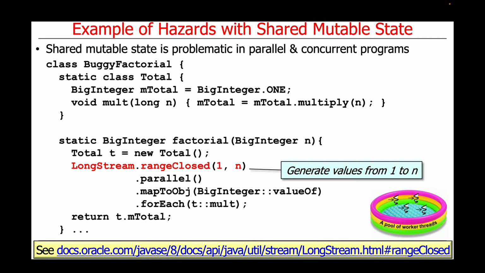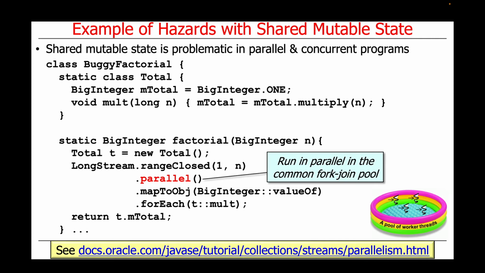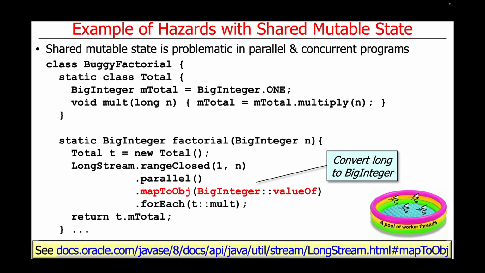It starts out innocently enough, generating a range of values from 1 to n using the LongStream.rangeClosed factory method, which is essentially a functional for loop. We then use the parallel operation defined in the streams framework to run all the subsequent computations in parallel in the context of the common fork join pool. So what that means in this case is we'll have the mapToObj intermediate operation convert each of the longs to the corresponding BigIntegers in different threads in the parallel stream. And that's not really a problem because there's no shared state there.